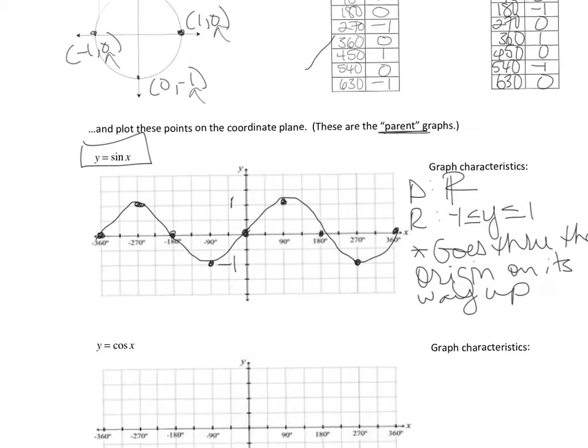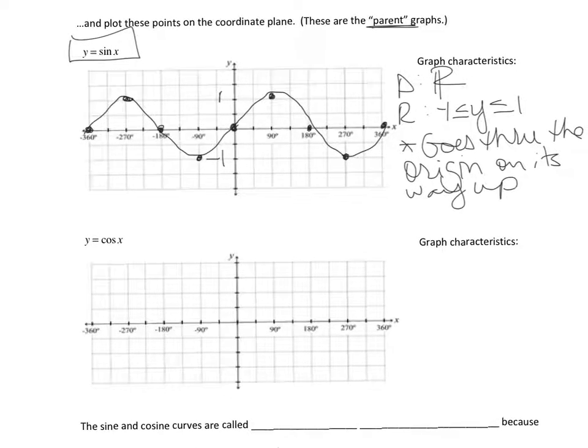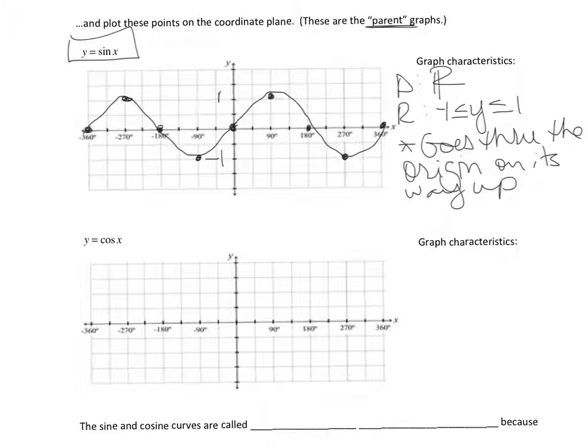Now let's go down here and do the same thing for cosine. So your xy chart is up above, and we're just going to plot these points for cosine. The cosine of 0 is 1. So that point is right here. The cosine of 90 is 0. The cosine of 180 is -1. Again, just getting these points from the xy chart. 270 has a cosine of 0, and at 360, we're back up here at 1.